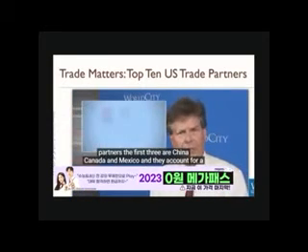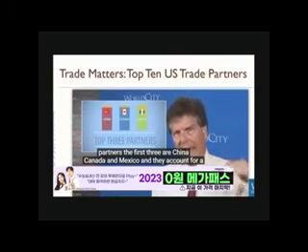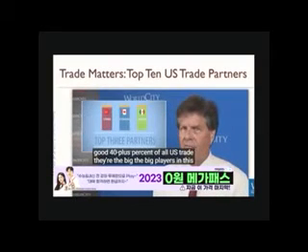So let's look at those top trade partners. The first three are China, Canada, and Mexico, and they account for a good 40+% of all U.S.